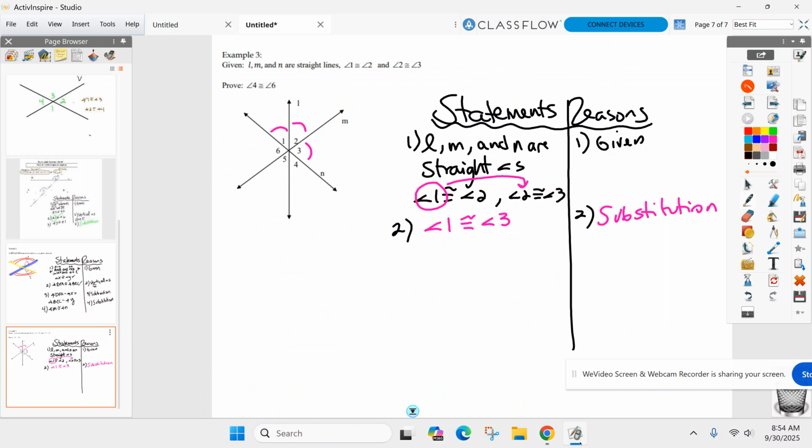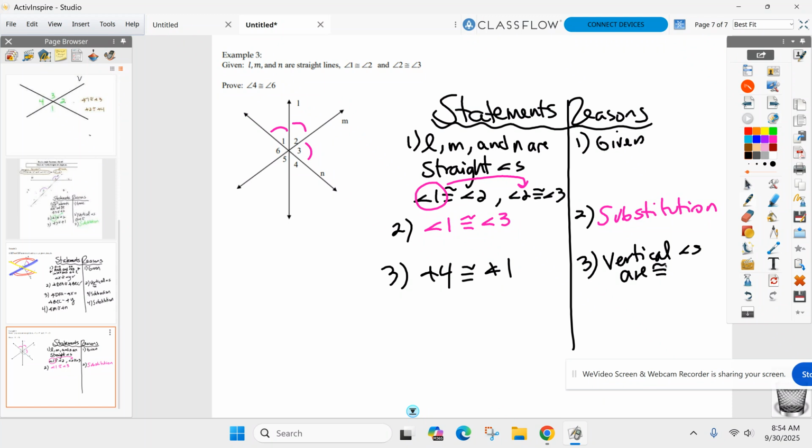Ariella. All right. So that makes them congruent. So 4 congruent to 1. Good, great job. And that's going to be vertical angles are congruent. 4 and 1. Good work.